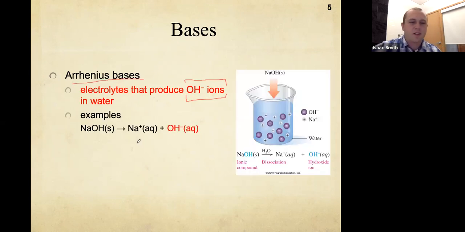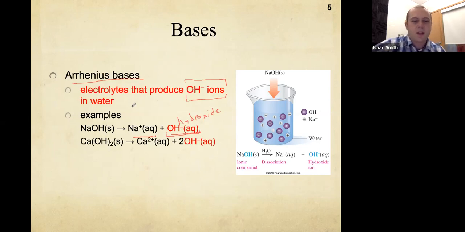For example, sodium hydroxide is soluble, or when it's placed in water, it dissociates into sodium ions and OH minus ions, and this is called hydroxide. So you have this electrolyte that dissolves in water and produces OH minus ions, so by definition, it's an Arrhenius base. Calcium hydroxide is as well.